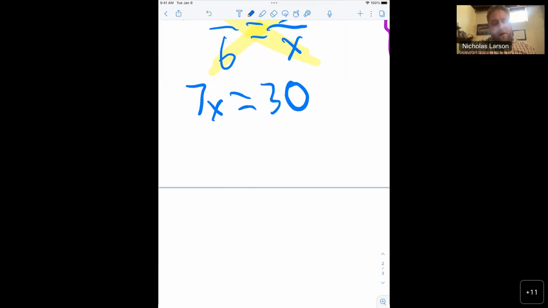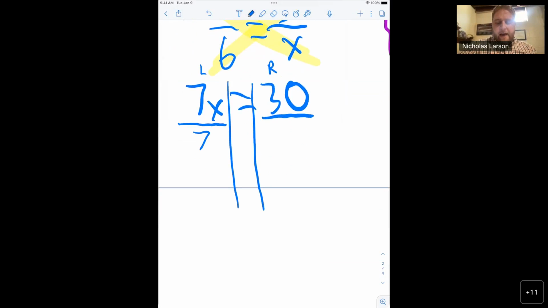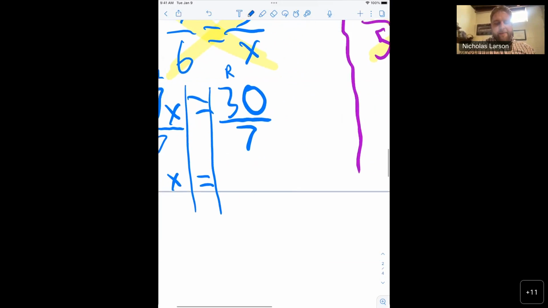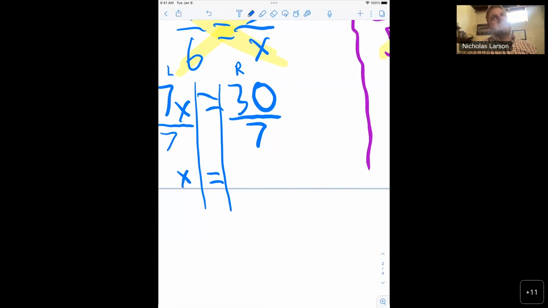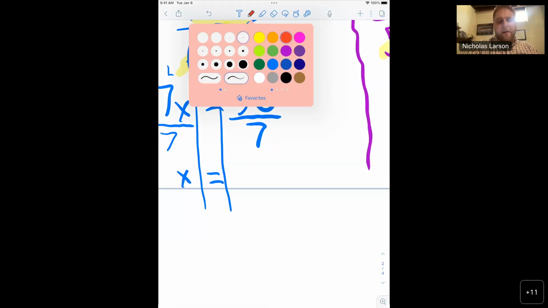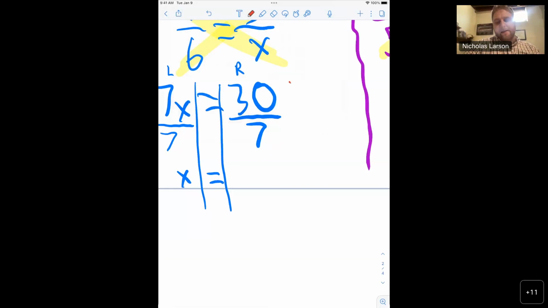So the opposite of multiplying by 7 is to divide by 7. Okay. Anything I do on the left side, I have to do on the right side, which means I'm going to get 30 over 7. Now that could be a correct answer, but let's try to simplify it. How many times does 7 go into the number 30? How many whole numbers can we pull out of this 30?